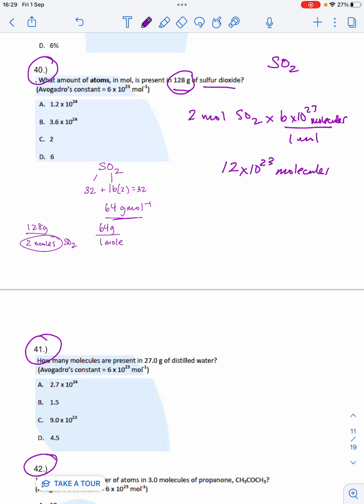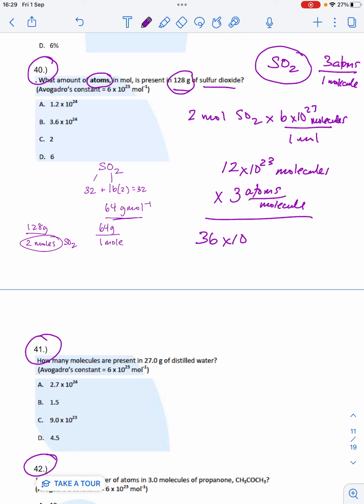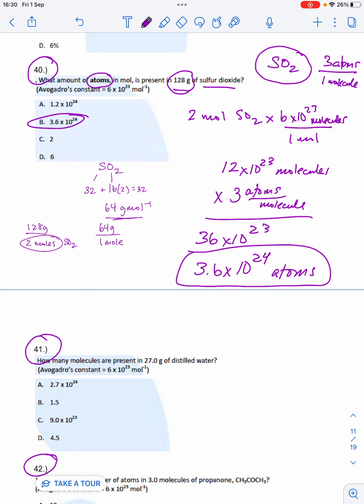Okay, but the question didn't ask for molecules. The question asked for what amount of atoms. And now I can count that within each SO2, there are 3 atoms. That's the ratio. There's 3 atoms in 1 molecule. So this is the number of molecules. I have to multiply this by 3 because there's 3 atoms in every 1 molecule. And so 3 times 12, I would get 36 times 10 to the 23rd. And I can convert that with proper scientific notation to 3.6 times 10 to the 24 atoms. And so the answer's got to be B.